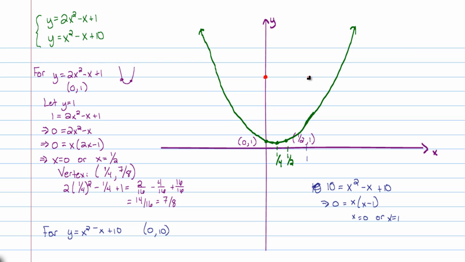Halfway in between is my vertex. And plugging that x value of 1/2 into my equation, I get the following. y equals 39/4, which is just shy of 10. So I'm going to go ahead and at x equals 1/2, shade that in right there. Connect the dots, and it looks something like this.